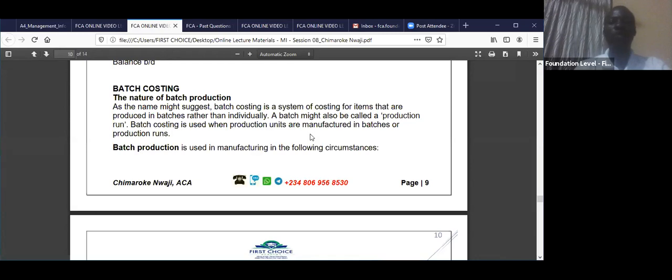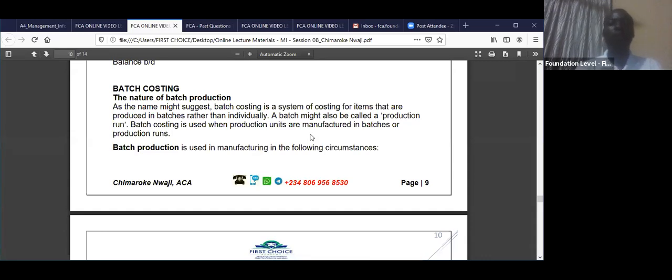Batch costing is used when products are manufactured in batches or production runs. I normally call it a batch; to make my listeners understand, I used to call it a carton, I used to call it a crate. So a crate of eggs could be a batch of eggs. A crate of Indomie, a crate of mineral could be a batch. It could also be called a container. So one container load could be a batch.